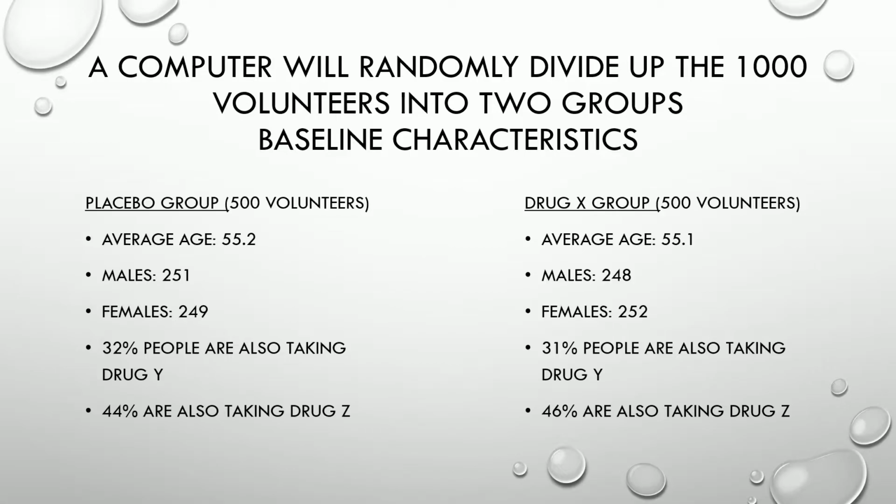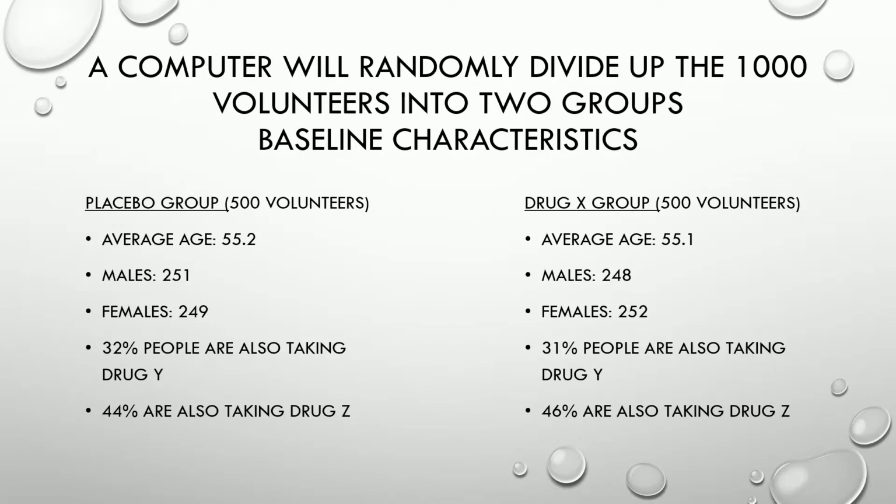For example, a computer will randomly divide up the 1,000 volunteers into two groups with the following baseline characteristics. In the placebo group that has 500 volunteers, the average age will be 55.2, whereas in the drug X group, the average age is about 55.1. So you can see that the computer did a really good job with matching the two groups for average age. In terms of their genders, the males and females are also relatively well matched between the two groups.